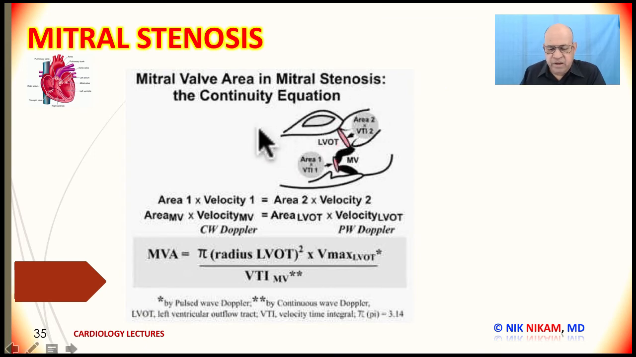Again, this is another continuity equation which says that the amount of blood coming through the mitral valve is equal to the amount of blood going through the left ventricular outflow tract. So by knowing the area of the aortic valve, we may be able to find out the area of the mitral valve based on this formula.